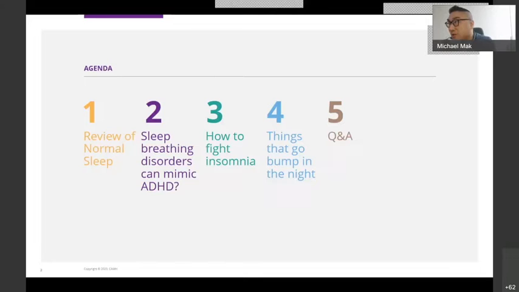So 2, 3, and 4 have to do with sleep as it pertains to people across the lifespan. So 2 is going to involve folks that are young, 3 is going to involve adults, and then 4 is going to involve the elderly. So first off, a review of normal sleep.